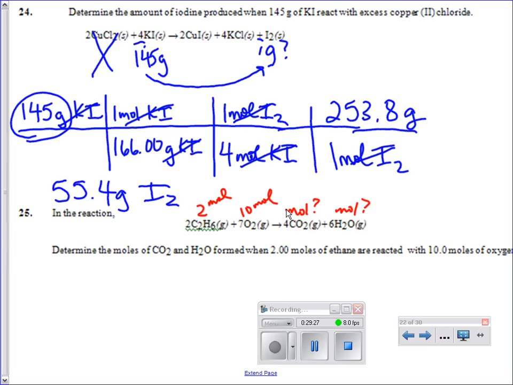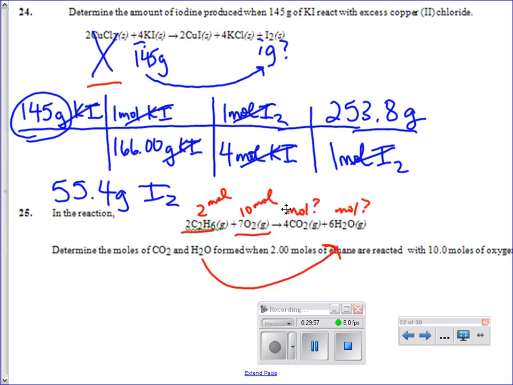What did this X tell me up here? That means excess. What did that mean about that KI? It was all used up. What was the thing called that was all used up? The limiting reagent. So in a case like this, we've got to figure out which one's going to run out first, which one's the limiting reagent. And once we do, we will then mole bridge over to the products.